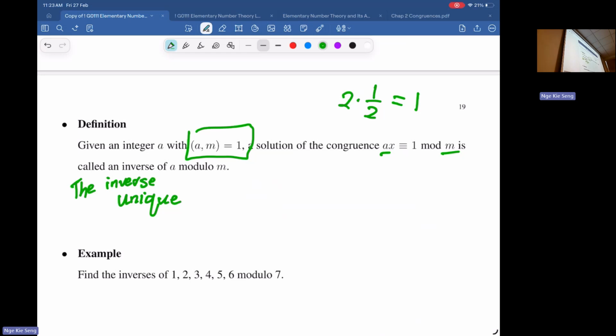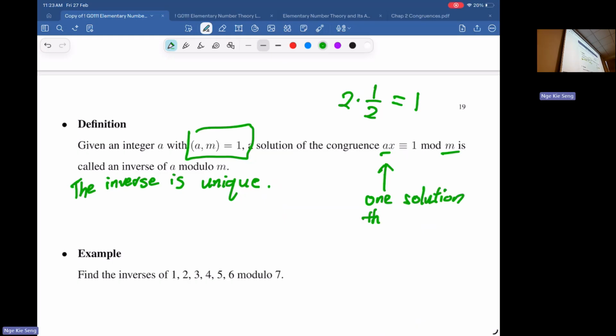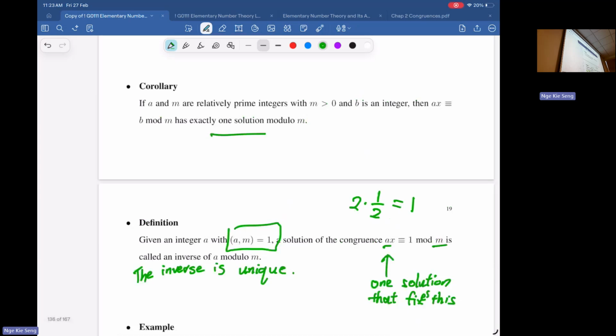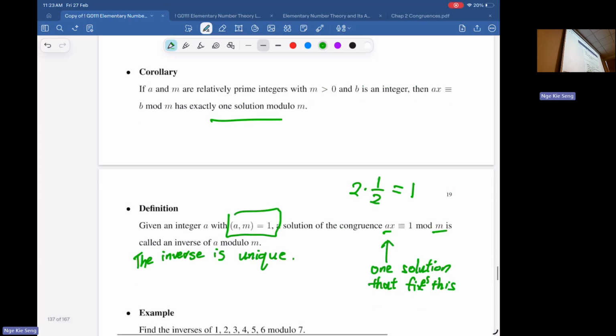Why? Because the previous theorem tells you how many solutions you can get for this linear congruence. Only one solution, because the GCD is 1. And so there's exactly one solution, so it's unique. To be an inverse, you have to be unique.